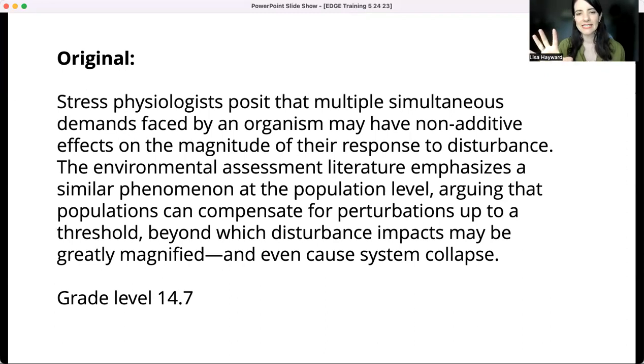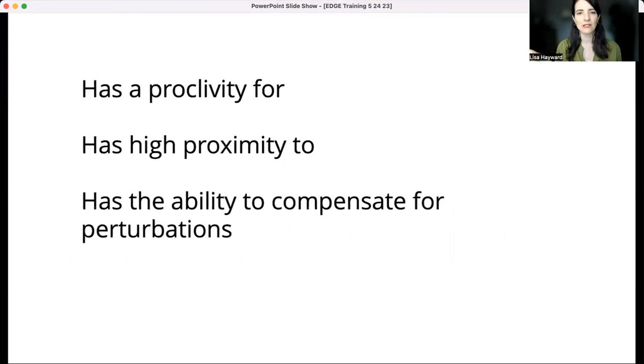So you have this abstract, you have the grade level score, you have an audience, and you're going to get started simplifying this, increasing the readability by decreasing the size of the words, decreasing the length of the sentences. And we're going to take a first pass. So what does that look like?